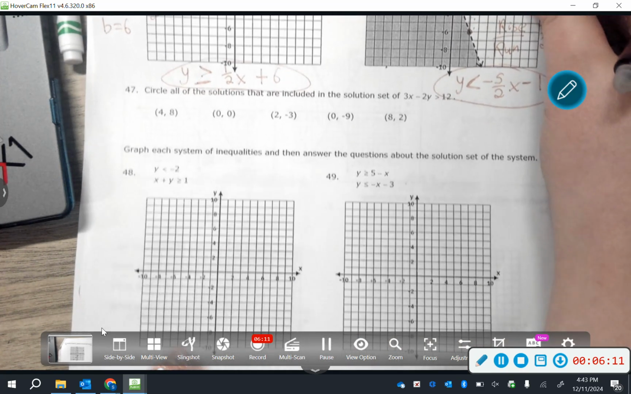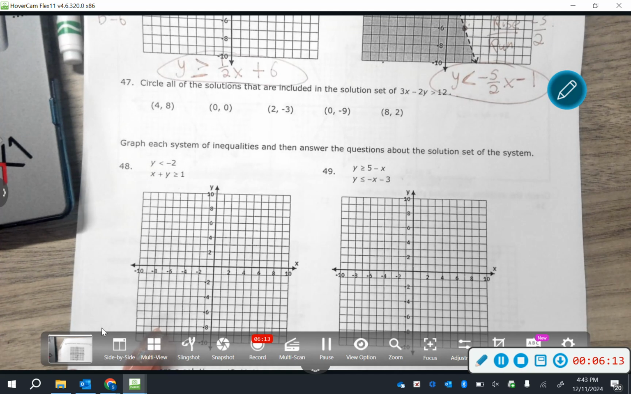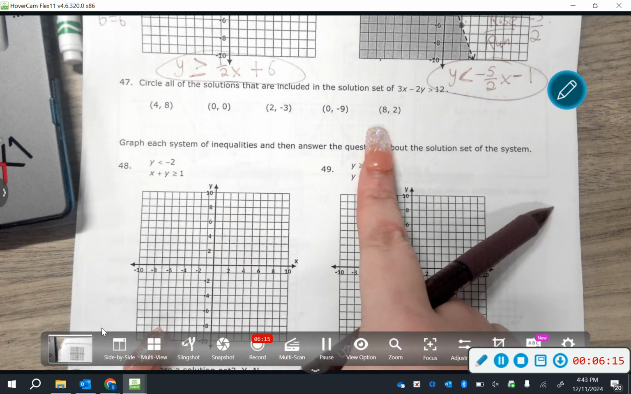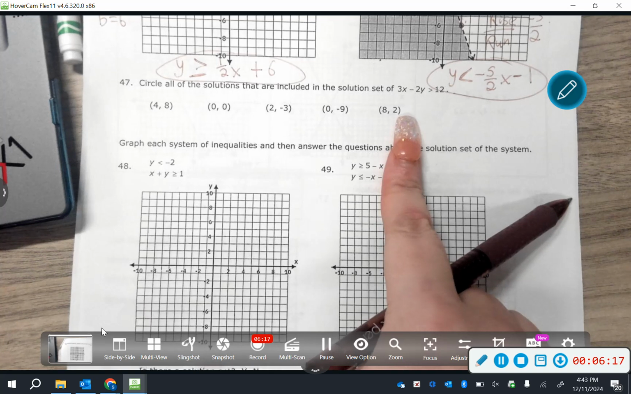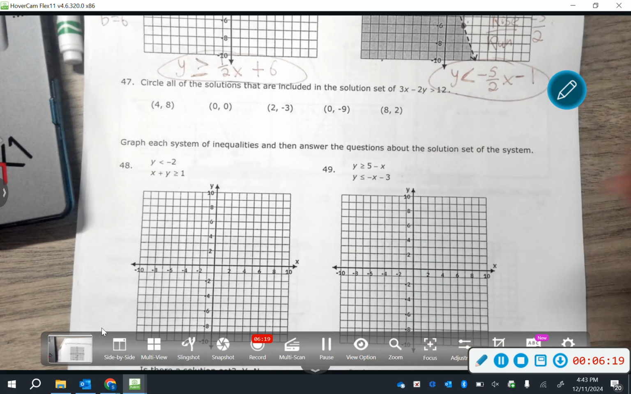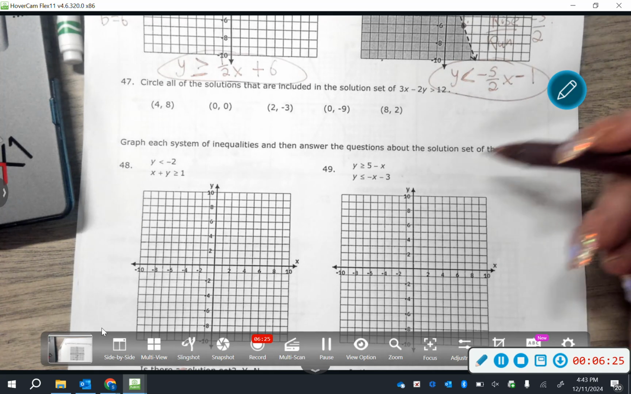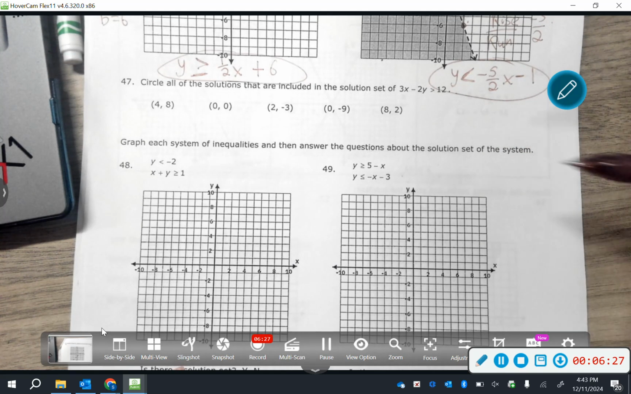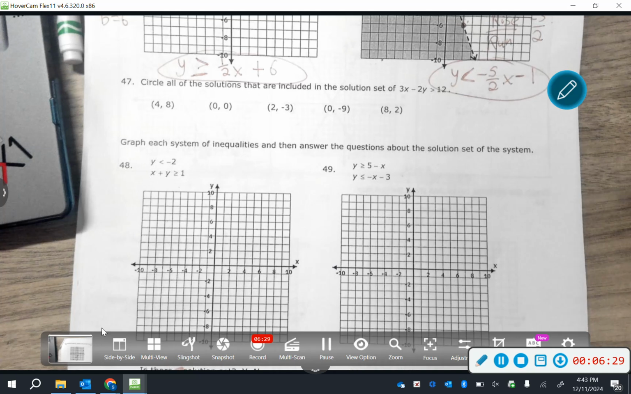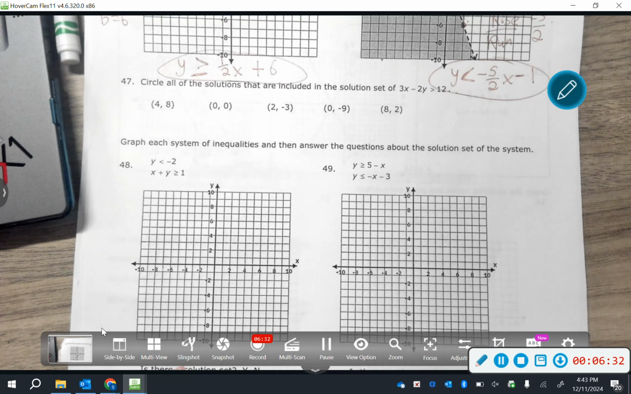Sliding down. 47 says circle all the solutions that are included in the solution set of 3x minus 2y is greater than 12. They purposely did not give you a graph. There's no graph here for you to graph it and then try and shade it in and see which ones are in the shaded area. They didn't give it to you. We got to do this by hand, and it's not even hard because I say by hand, but it's also technically calculator as well.